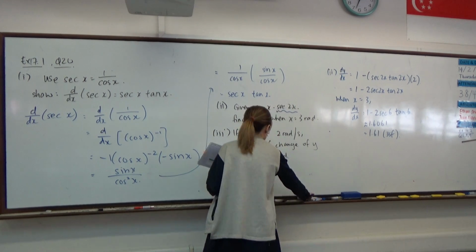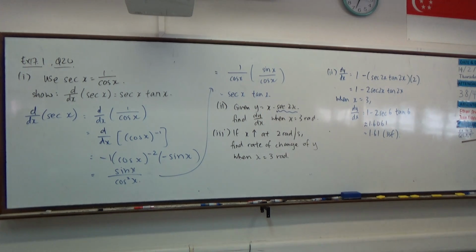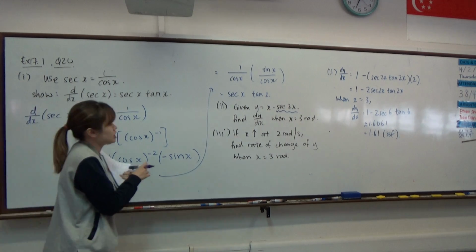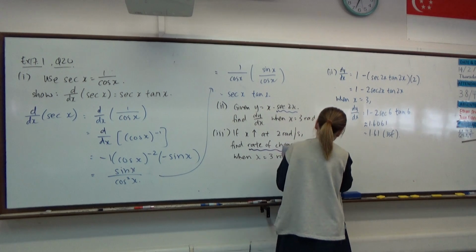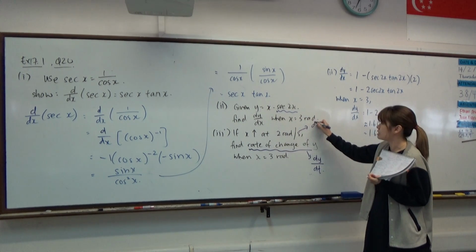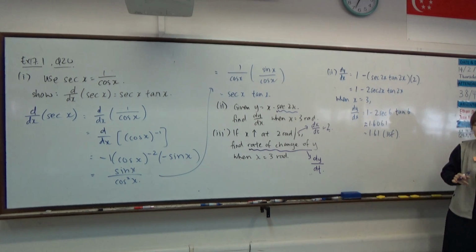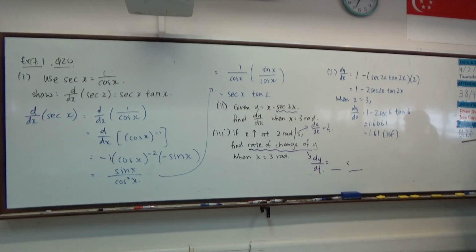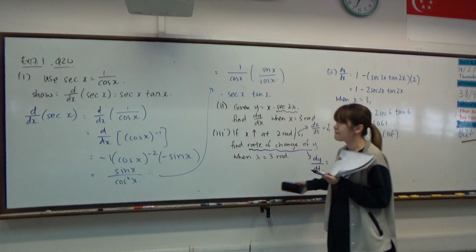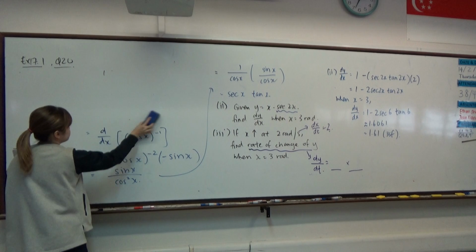Okay. Then after that, in part 3, we are told that if x is increasing at a rate of 2 radians per second, we want to find the rate of change of y. So rate of change of y will refer to dy over dt. And what we're given is that dx over dt is equal to 2. So what are the two things that we need to multiply to get dy over dt? Remember our connected rates of change.